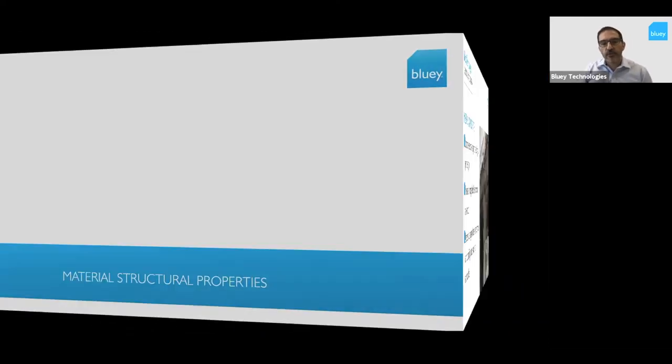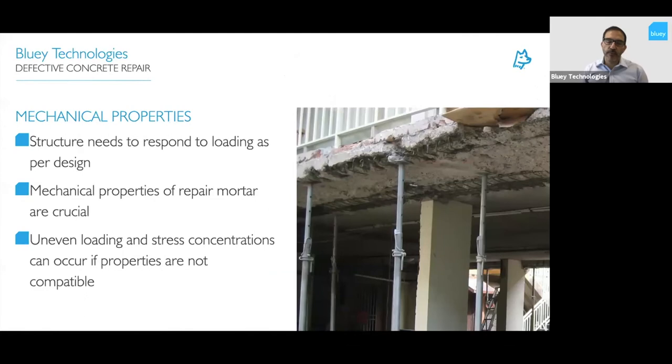So, material structural properties. There are two components to picking a material for repair: the mechanical properties and the corrosion protection properties. I feel that the corrosion protection properties obviously get a lot of focus, but not so often do we get a lot of focus on the mechanical properties. And when we do, it tends to be the wrong items that get focused on. So I just want to talk a little bit about that.